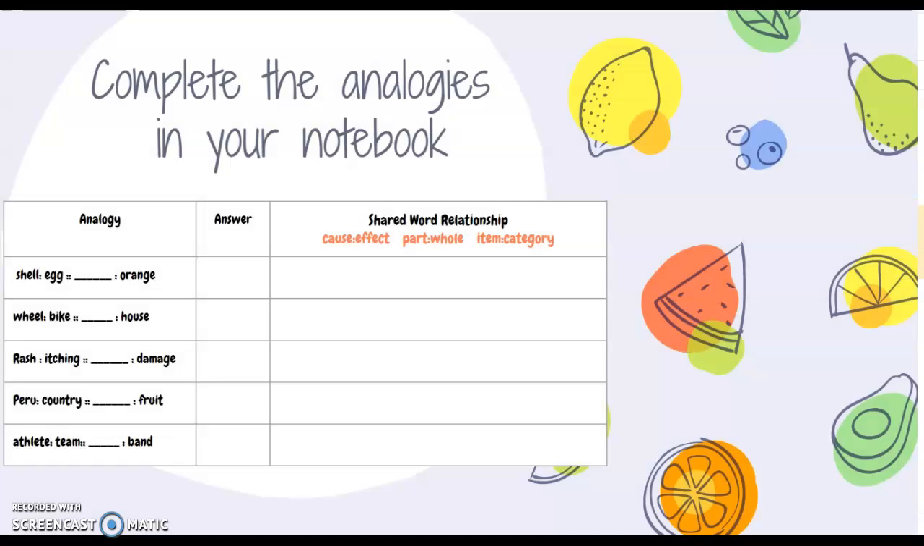All right, so it is time for your independent practice. Just like you did the other day, you are going to tell me what is the answer that would fill in the blank, and then tell me what the shared word relationship is. When you're looking at shell is to egg, as blank is to orange, we need to know, is shell and egg cause and effect? Is it part and whole? Or is it item and category? And then tell me what would fill in the blank the best.